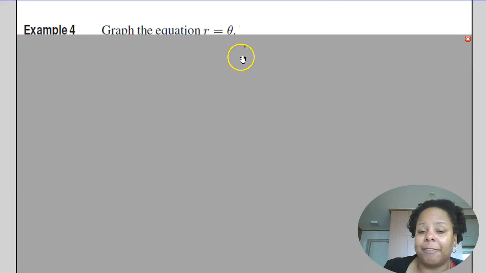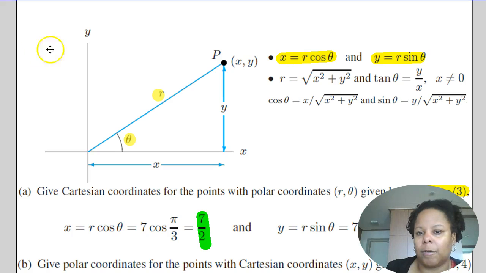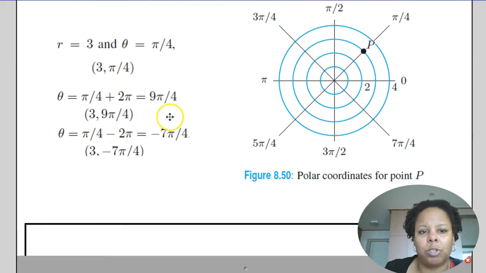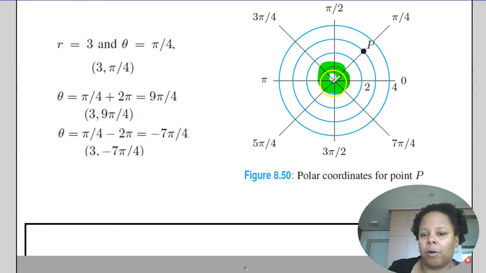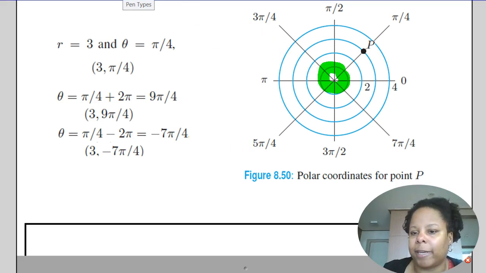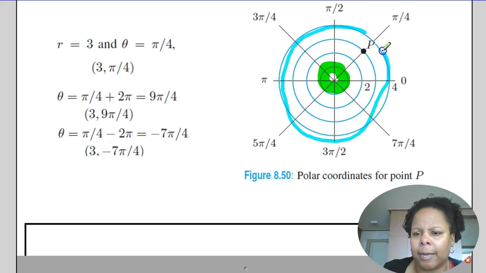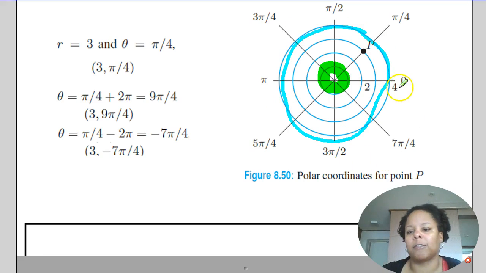Now let's talk about graphing equations. If I were to graph the line radius equals 1, that would just be the circle here. Because I don't specify the theta, it can be any theta, and so that would be that circle. If I want to graph the line radius equals 4, it would be this circle, because every point on this circle has a radius equal to 4.